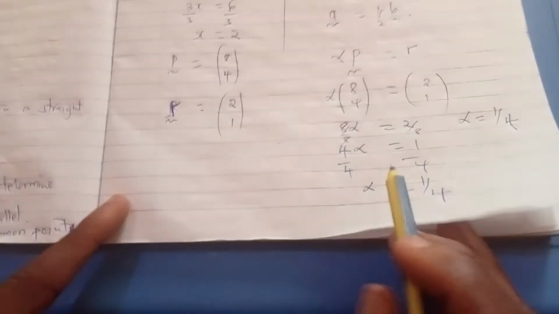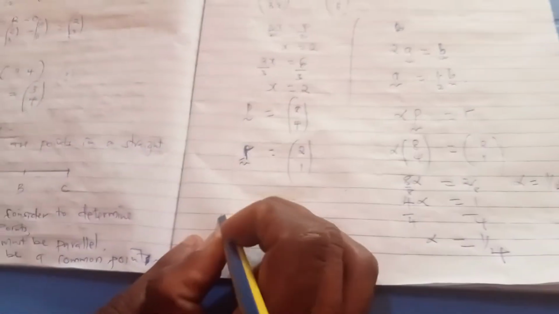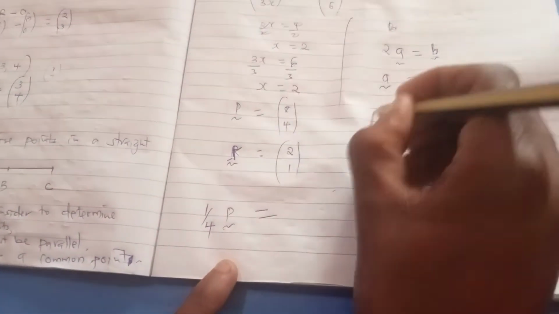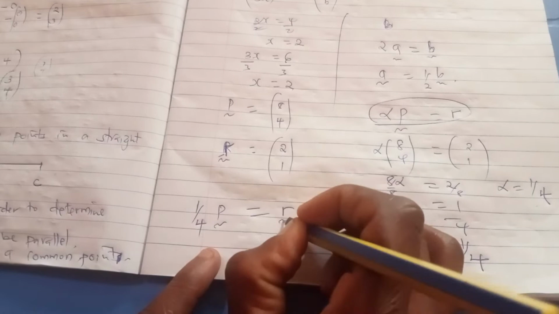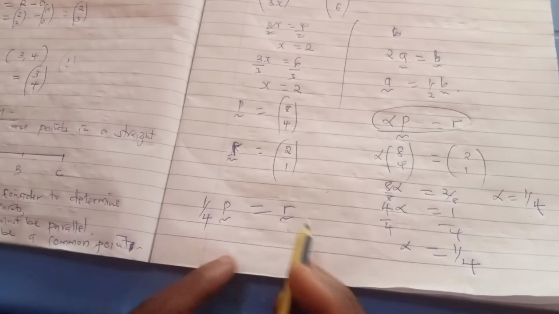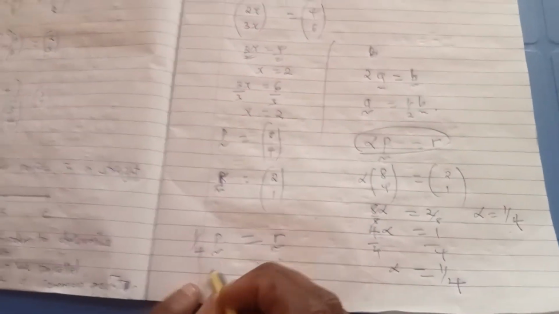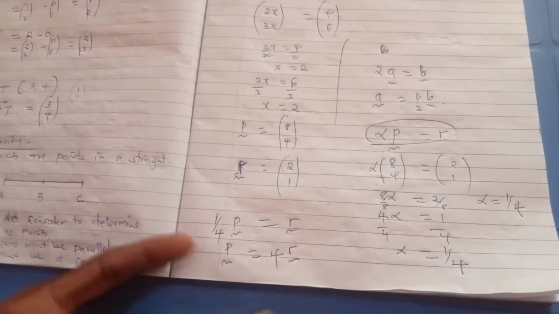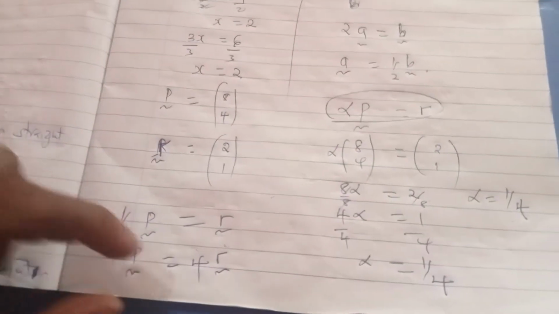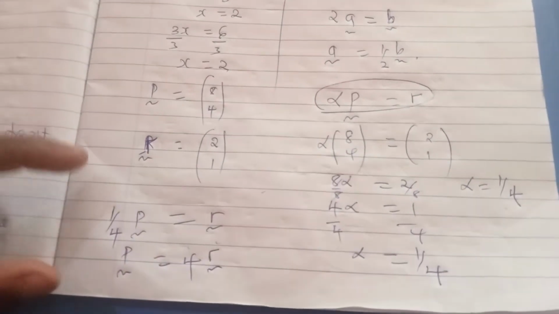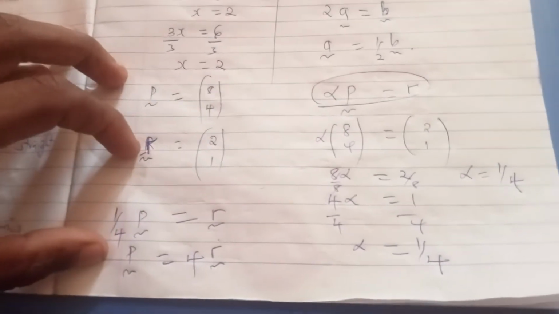So you can see that a quarter P is equal to R. That means you multiply P by a quarter to get R, and if you want to make P the subject, then you can also say that vector P is equal to 4 times vector R. So you can see that you can write one vector in terms of another one. If a vector is a multiple of another one, then you can say that those two vectors are parallel.